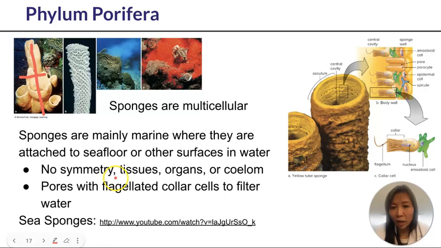As we mentioned, they do not have tissues or organs. While they're multicellular, their cells are not organized in a hierarchy of tissues and organs, which means that they also do not have a cilium because they do not have a body cavity.